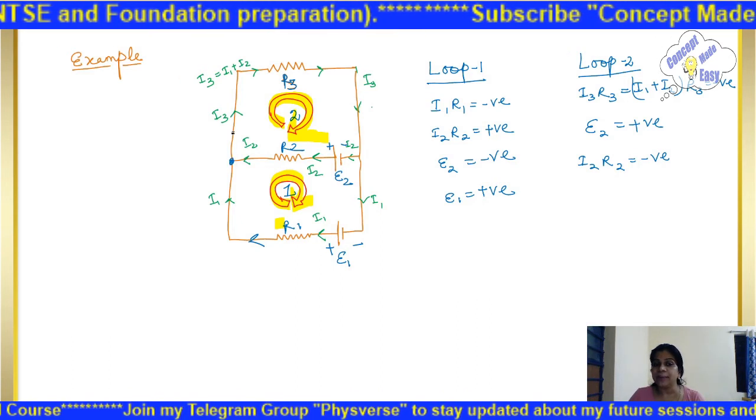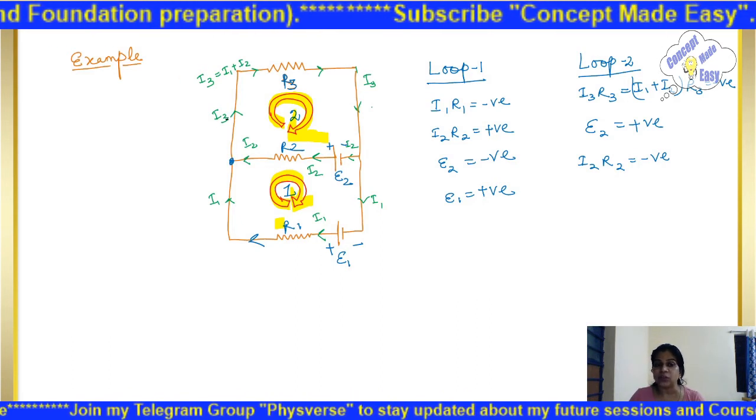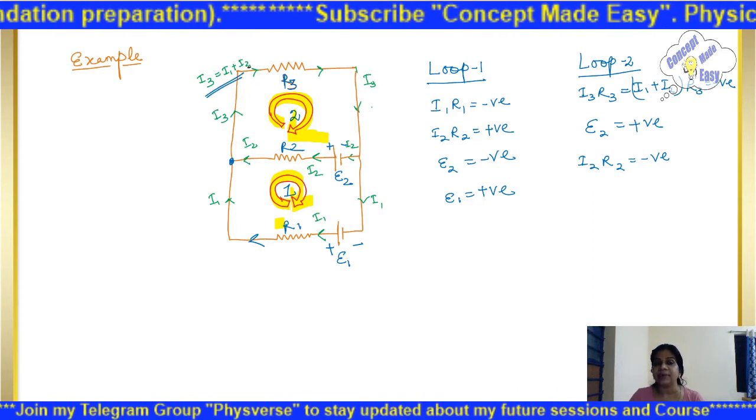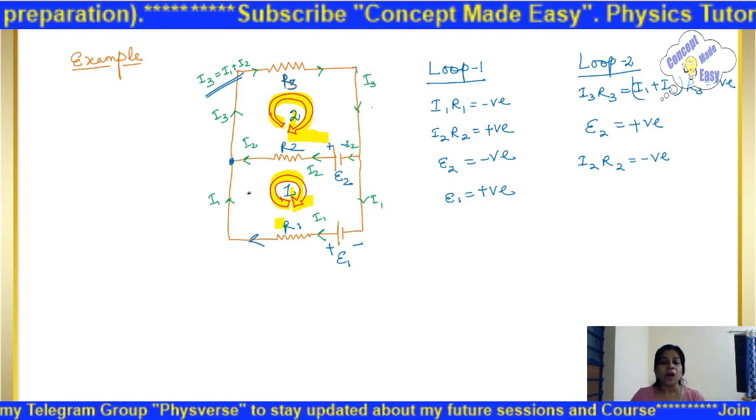This is the combination of I1 plus I2. This is I3. I3 is nothing but I1 plus I2. So now focus on loop 1.